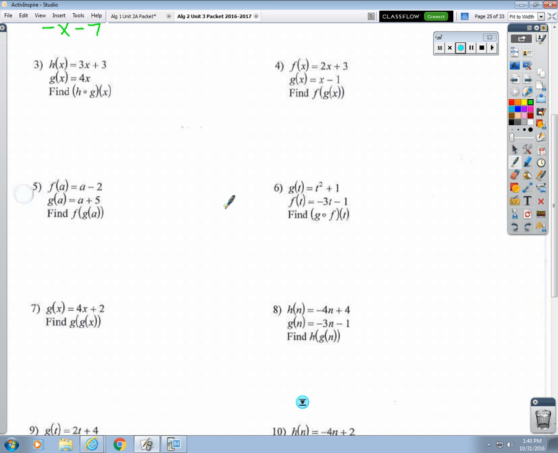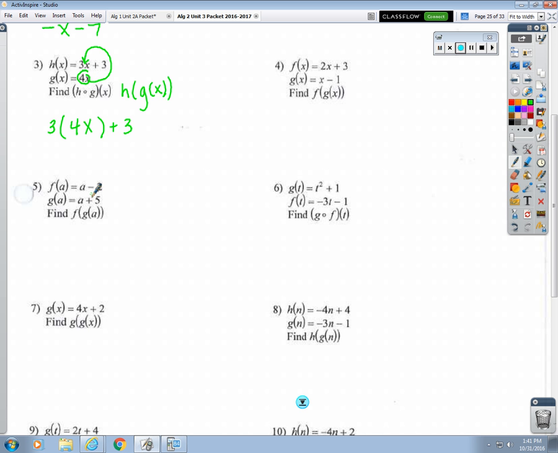This time, it's written a little bit differently, but it means the same thing. This open circle means h of g of x. That can also be written just like the previous problem was. It means insert the g function, which is this, into the x of the h function. So the first thing I'm going to do is write the h function, which is 3x plus 3. But in the x place of it, I'm going to insert the g function, which is 4x.